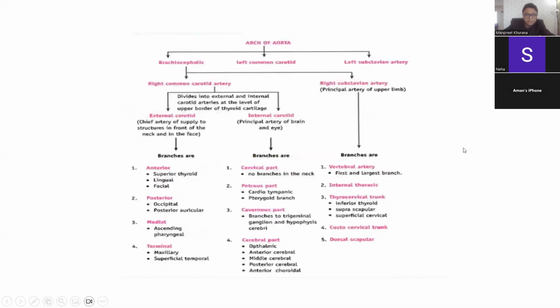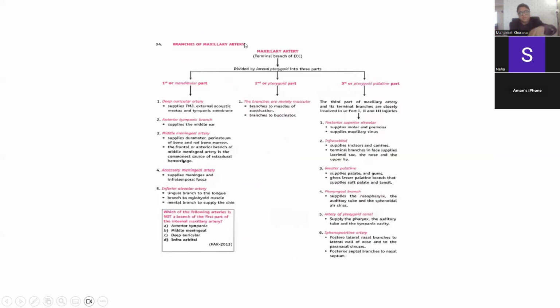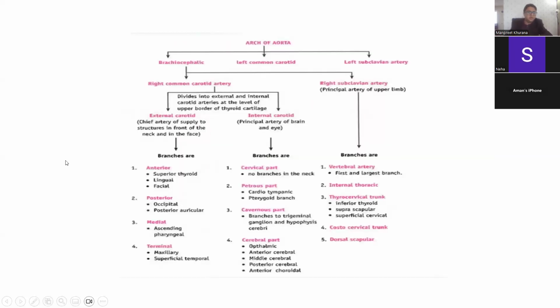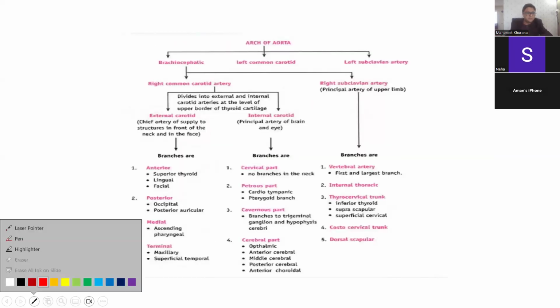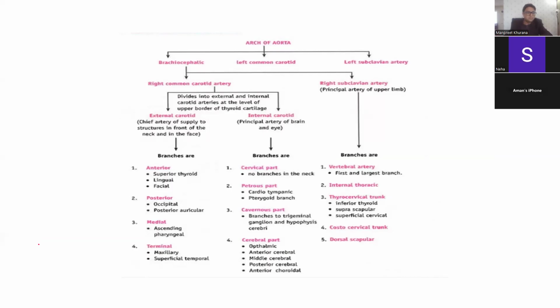Are you able to see this picture? Yes. Okay, good. Now, if you see that there is, sorry, my bad, there is the arch of, yeah, okay. Now let me show you.